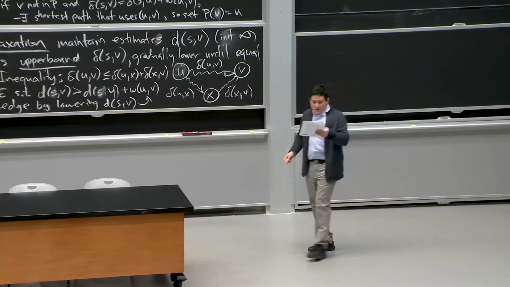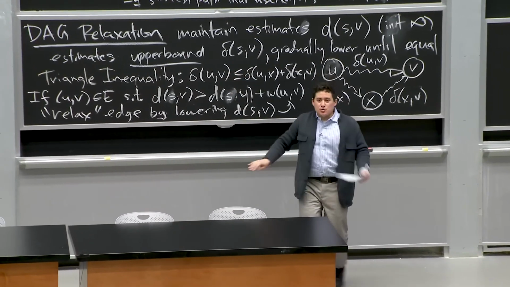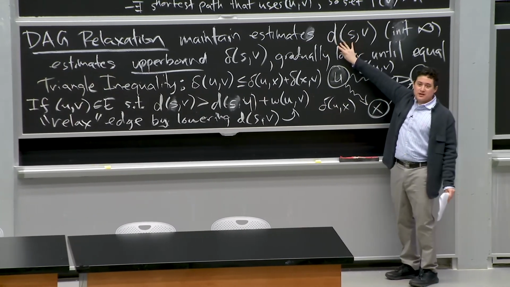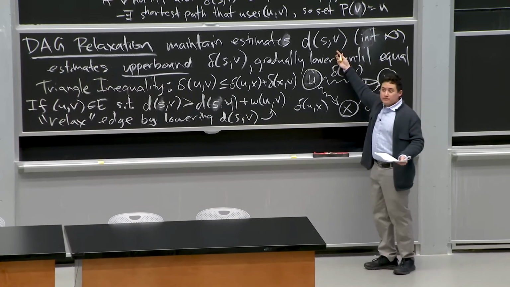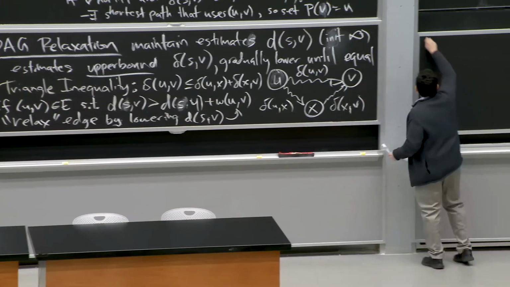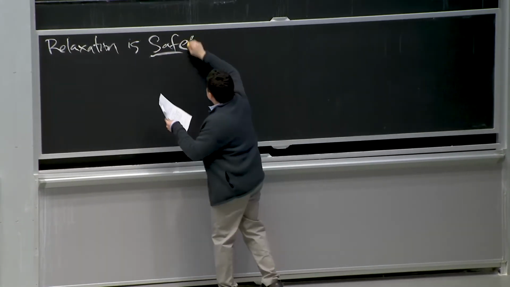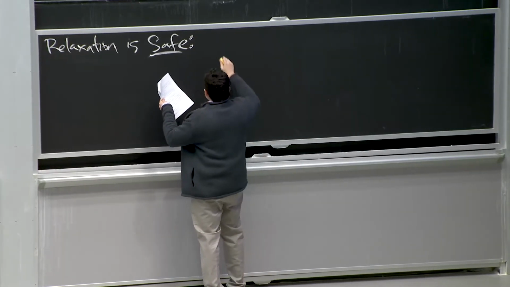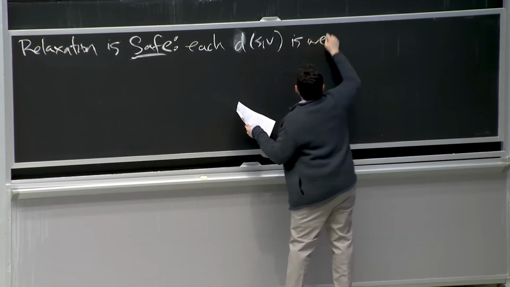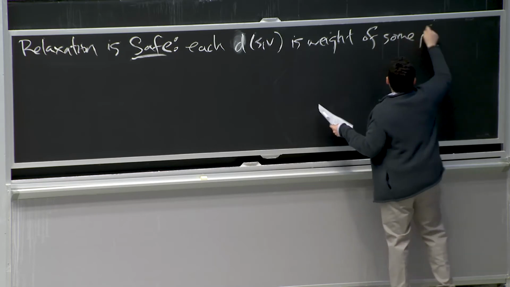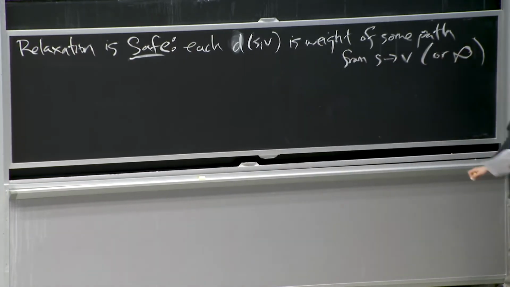What do I mean by relaxation is safe? It means that as I am computing these shortest path distances, I'm going to maintain this property that each one of these estimates has the property that it's either infinite or it is the weight of some path to v. Okay? So that's the thing, that relaxation is safe. Okay. So each distance estimate, d of s v, is the weight of some path from s to v, or infinite, okay?